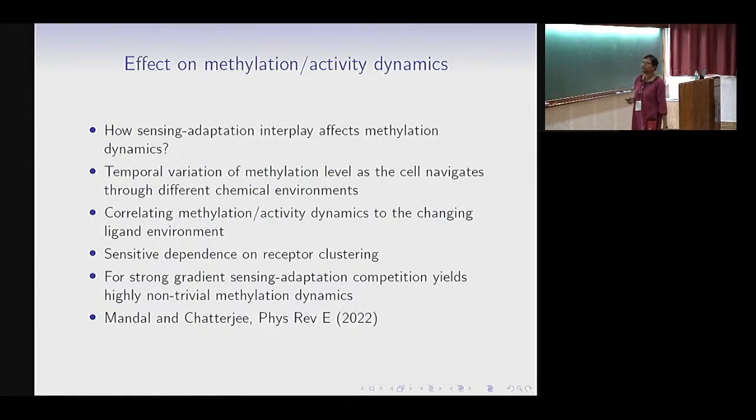The second question that I am interested in is how this sensing-adaptation interplay affects the methylation dynamics. I wanted to probe the interplay further. How does it affect the methylation dynamics? We measured the temporal variation of methylation level as the cell navigates through different chemical environments. Particularly, we correlate the methylation or activity dynamics to the changing ligand environment, which has not been done before. And we find that there is a very sensitive dependence on receptor clustering.